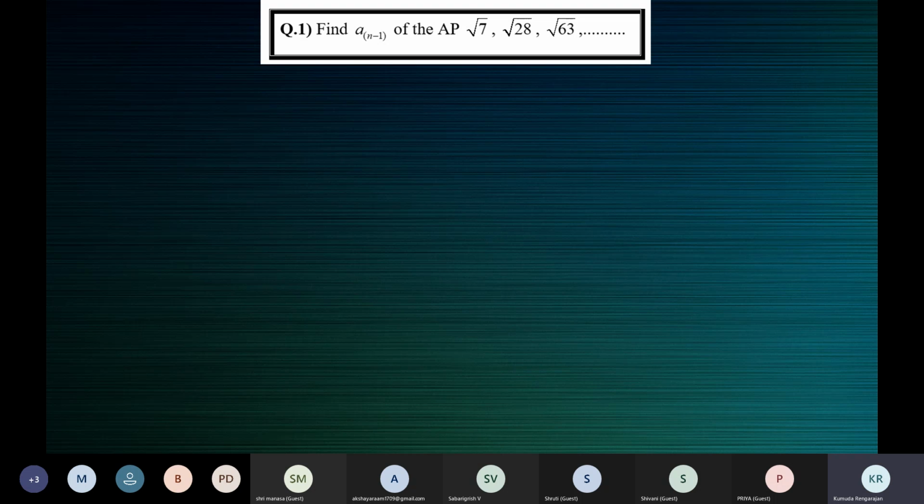All right, let's practice some questions from the chapter Arithmetic Progressions and Quadratic Equations today. So this is your first question from Arithmetic Progressions. Find the n minus 1th term of the AP root 7, root 28, root 63, and so on. Please work, please try.